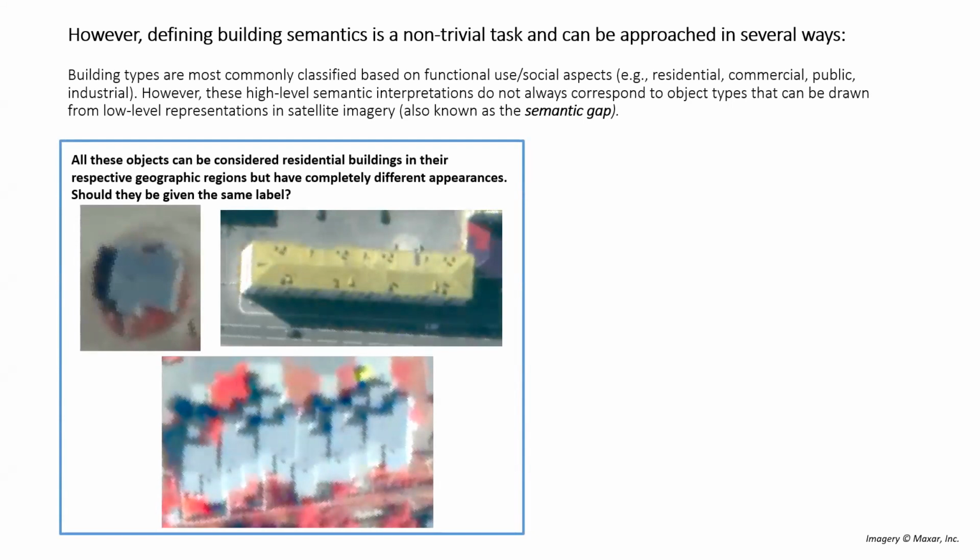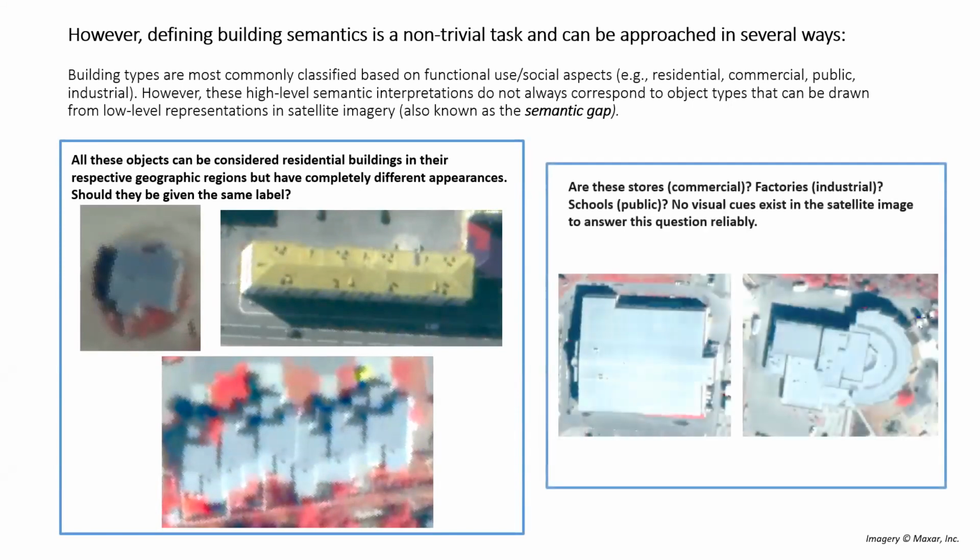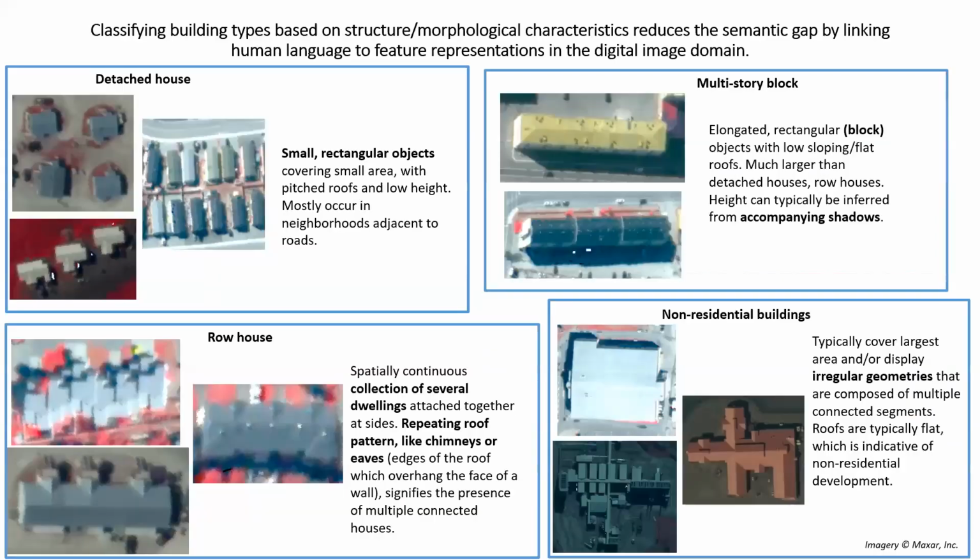But they look completely different, right? So should we tell a computer then that these are the same kind of building? Here's another example. Are these stores, factories, or schools? There's really no visual cues existing in a satellite image to answer this question reliably, right? So it's much more practical to classify buildings based on their exterior appearance visible in a satellite image.